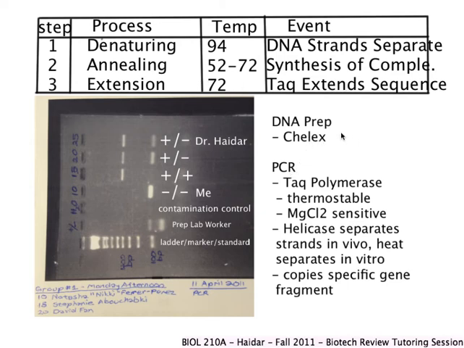One thing you really want to be prepared for is that, yes, you use helicase to prep your DNA in the cell, but Taq polymerase is the main thing in PCR. This Taq polymerase is found in a very thermostable bacterium that was found in Yellowstone Park, and it's magnesium chloride sensitive. So PCR will copy one specific gene over and over and over again, which is very handy.